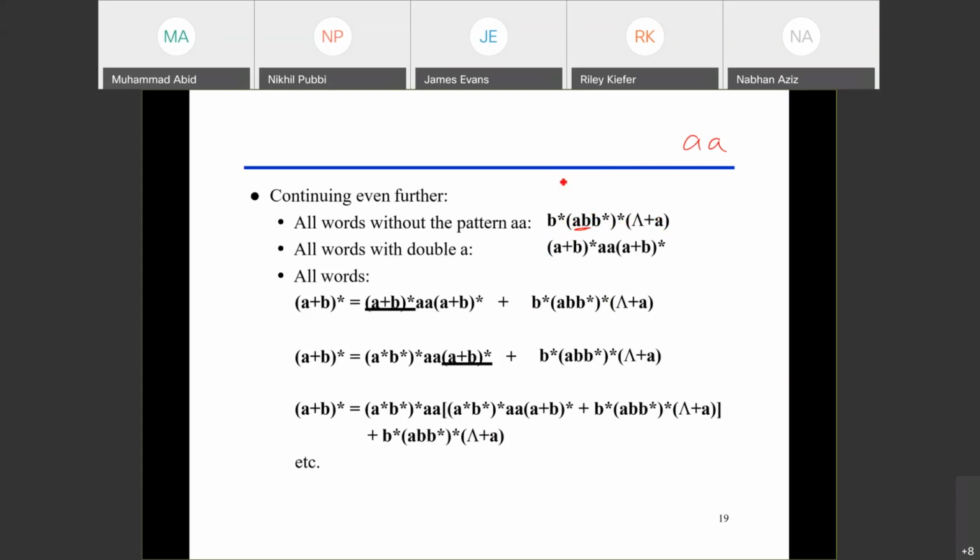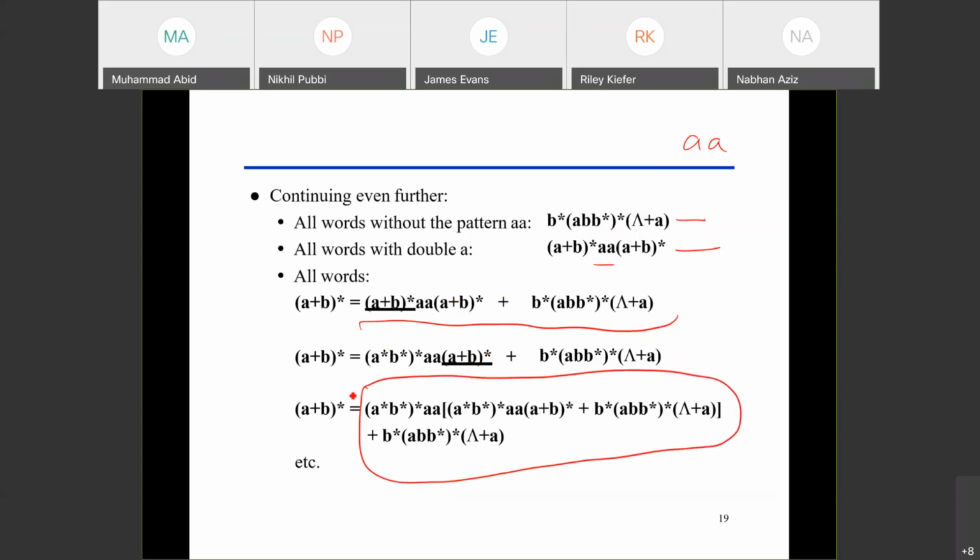All words with double A, so this is double A. Now if you combine all these, all words without double A and with double A, this is equal to A plus B whole star. And you can combine these and take common factors and make it more complicated if you want and looks good to your eyes, but it is the same thing.